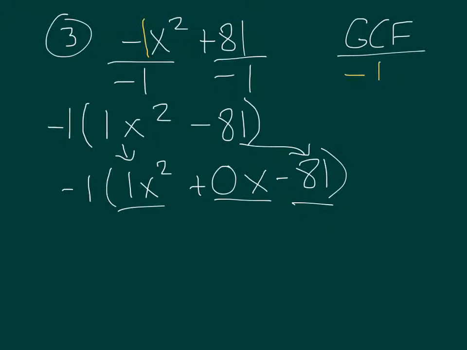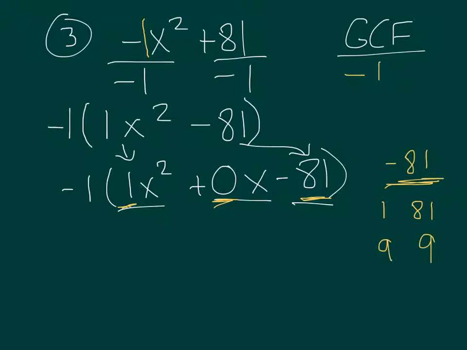So now I'm going to take my a term, which is 1, times my c term, which is negative 81. So 1 times negative 81 is negative 81. And I'm going to write out my factors of 81. So I need factors of 81, this number out here, that add up to 0. So I'm going to start with 1 and 81. 2 doesn't go in 81. Skip to 9 and 9.